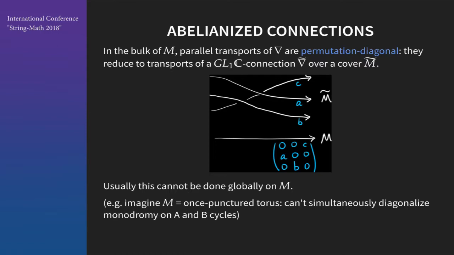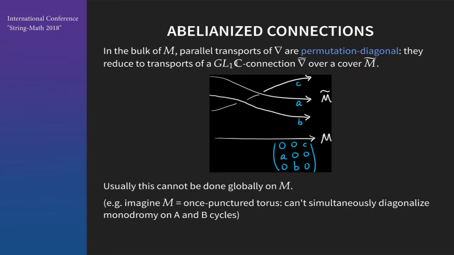So that means that the parallel transport is given by some matrix like this. And if you have a permutation diagonal matrix like that, of course, it's just the same as giving a GL1 connection over some covering. Here we're mapping sheet 1 to sheet 2 with coefficient A. Here we're mapping sheet 2 to sheet 3 with coefficient B. And here we're mapping sheet 1 to sheet 3 with coefficient C. So having a permutation diagonal connection is literally the same as having a GL1 connection over the cover.